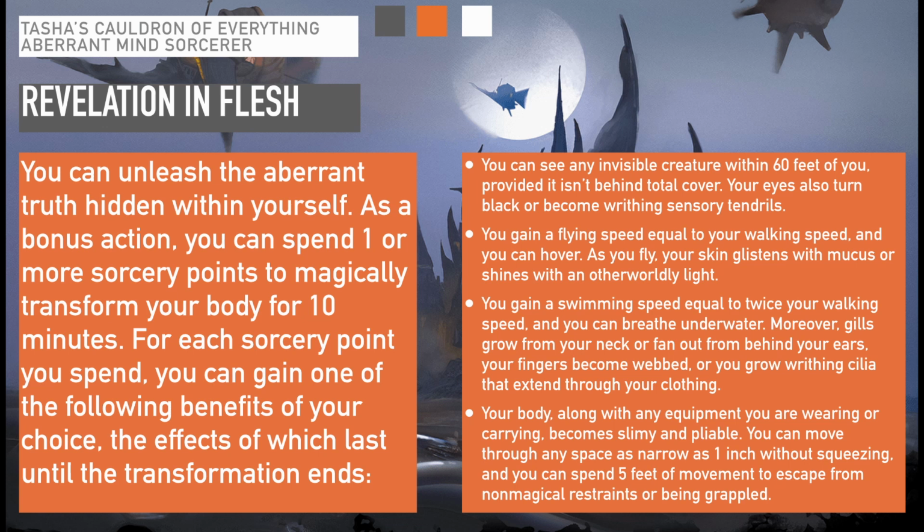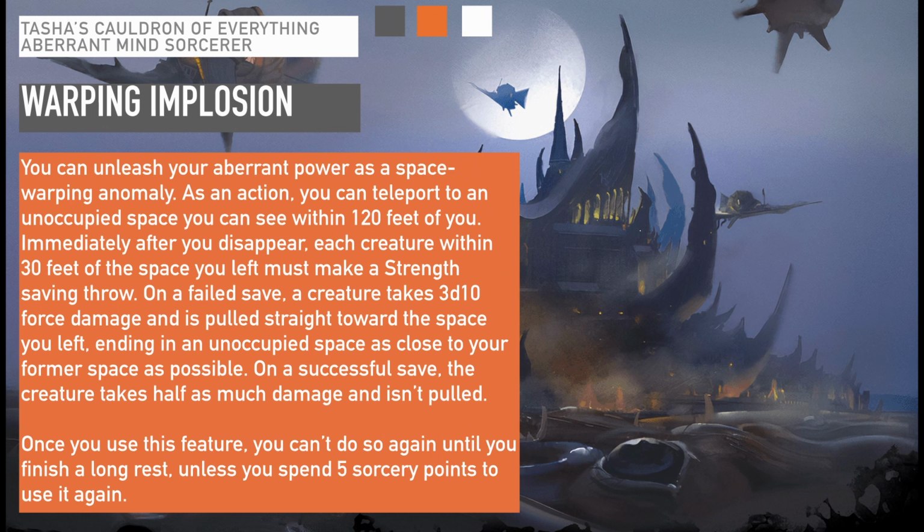And finally, its Capstone ability, at level 18, you get Warping Implosion. You can unleash your aberrant power as a space warping anomaly. As an action, you can teleport to an unoccupied space you can see within 120 feet of you. Nice range. Immediately after you disappear, each creature within 30 feet of the space you left must make a strength saving throw, and on a fail save it takes 3d10 force damage, and is pulled straight towards the space you left, ending in an unoccupied space as close to your former space as possible. On a successful save, the creature takes half as much damage and isn't pulled. And this is tied to your long rest, or you can spend 5 sorcery points to use it again.